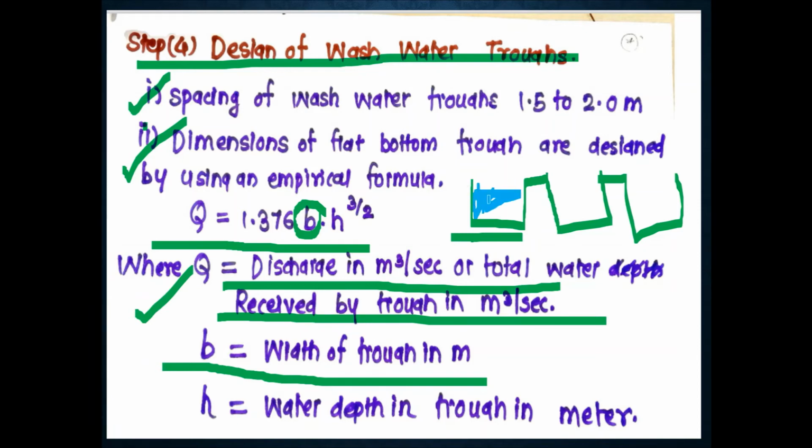Suppose this is the water which is present inside the trough, and the height of the water, its corresponding water depth in the trough in meter, is H, or sometimes they also call it small d. Okay, this formula you have to remember, 1.376 B into H raised to 3 by 2, and all the units are in meter. That you have to remember. When the units on both sides are the same, your answer is correct. Otherwise, mistakes have been carried out.